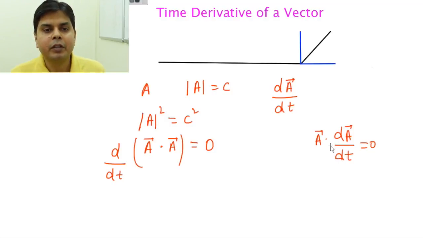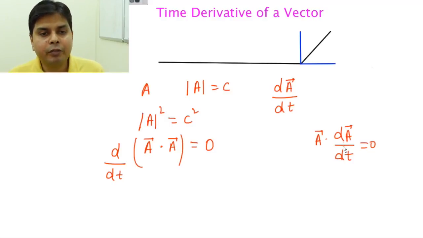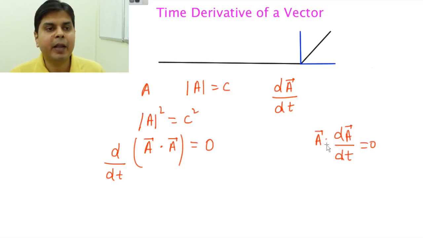A. Why? Because these two vectors are non-zero. Suppose this A is a non-zero vector and dA by dt is also non-zero. I am assuming that there is some change. If dA by dt itself is 0, then that is a trivial case, so I am discarding that case. So if A is a non-zero vector, dA by dt is a non-zero vector, but their dot product is 0, it means these two vectors are perpendicular to each other. So I have proved that if the magnitude of any vector is constant, then its derivative has to be perpendicular to the direction of that vector.